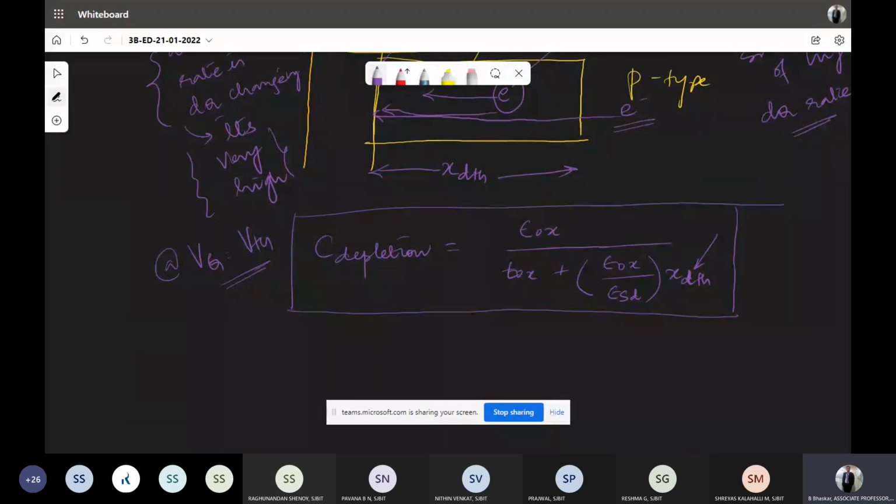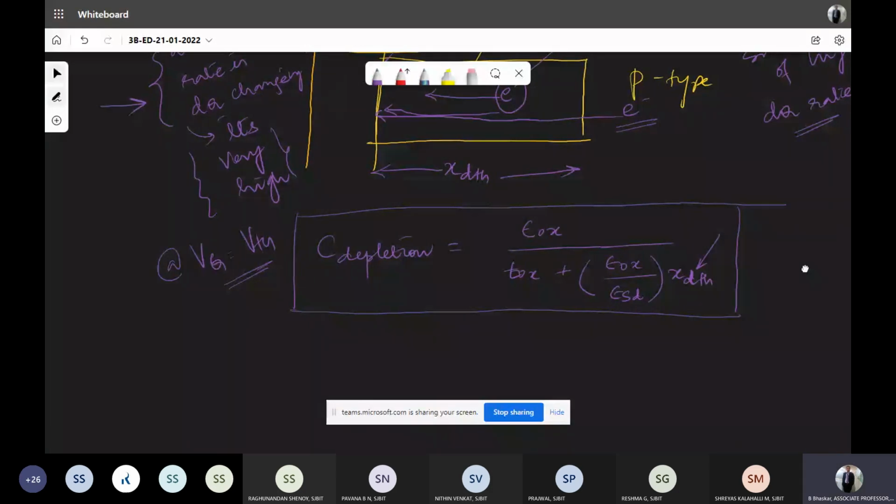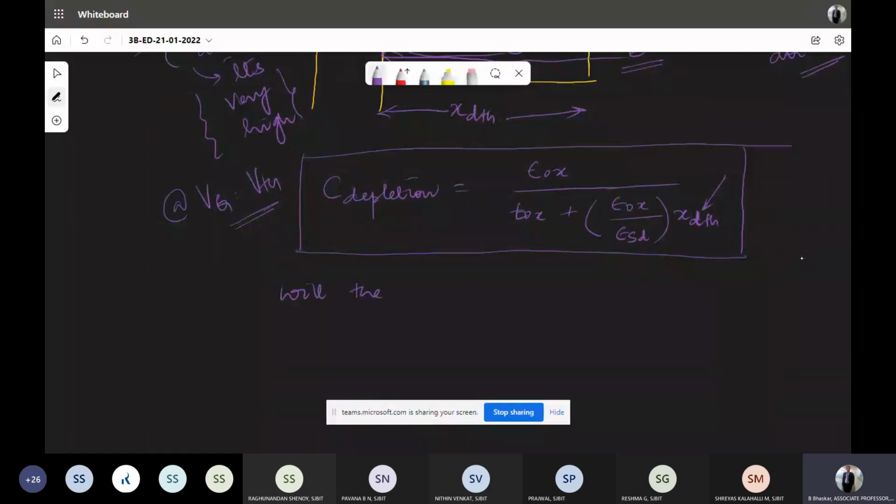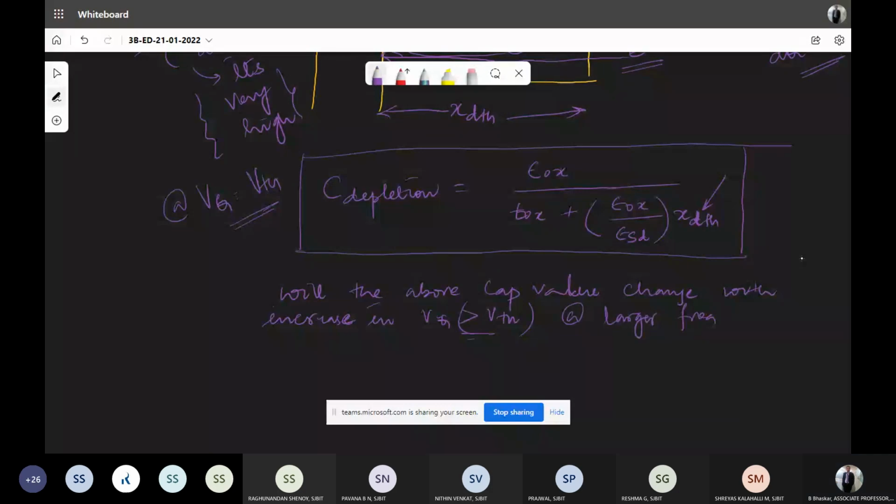Now, this capacitance, will it change when there is a further increase in the voltage with a higher frequency at the gate? I'll put this question to you. Will the above capacitance value change with increase in VG beyond VTH, that is very important, at larger frequencies? What is your answer to this?